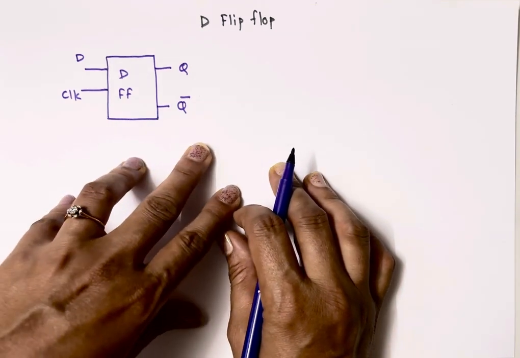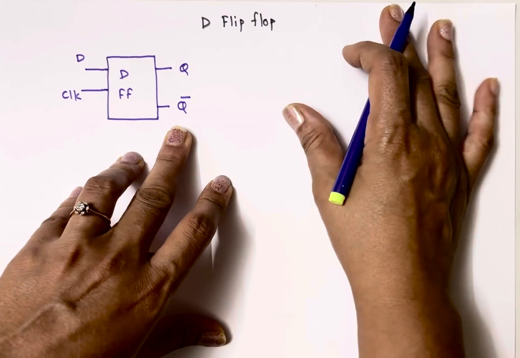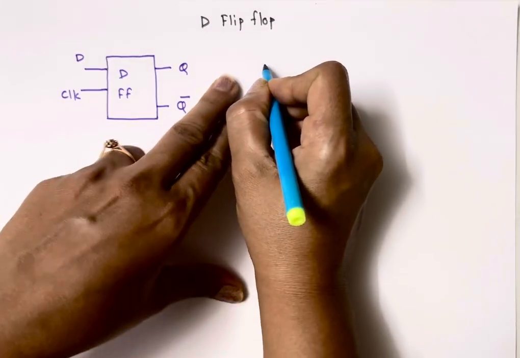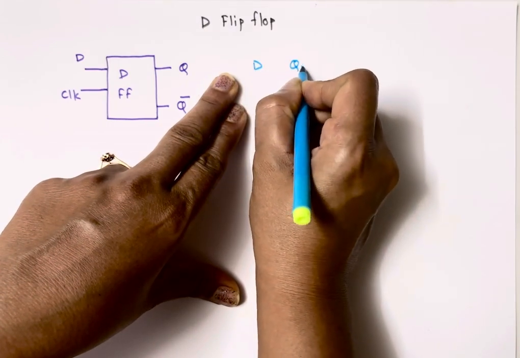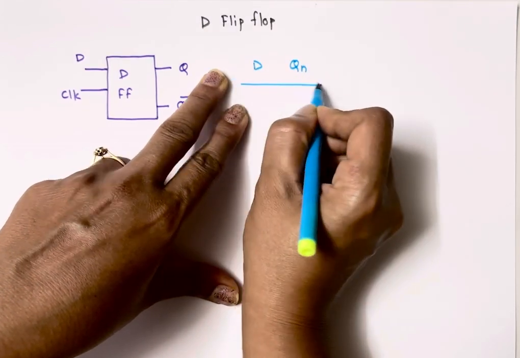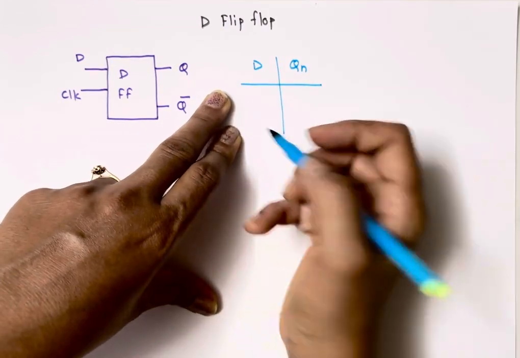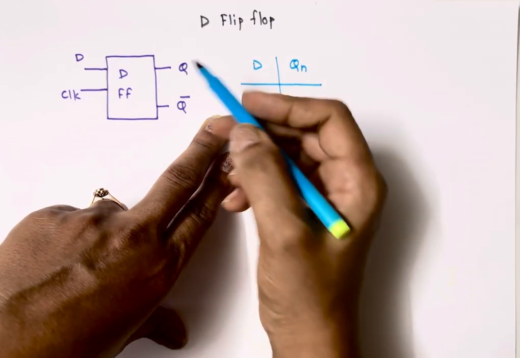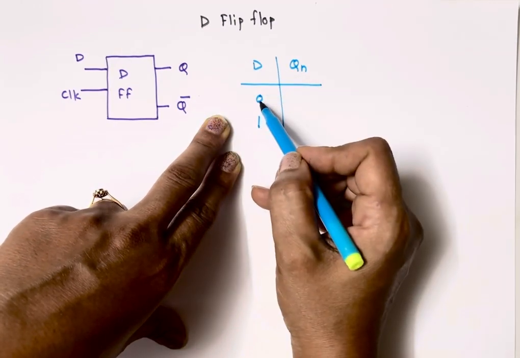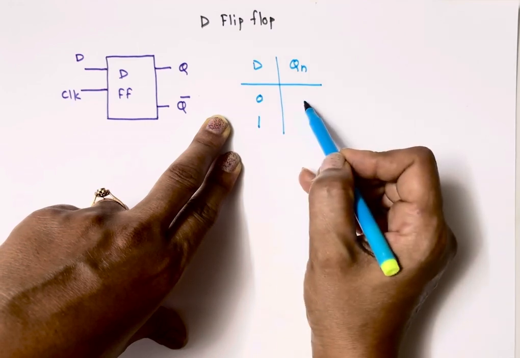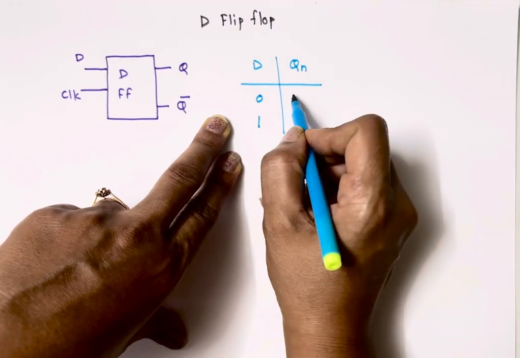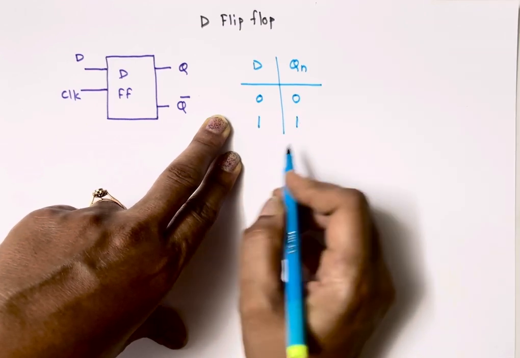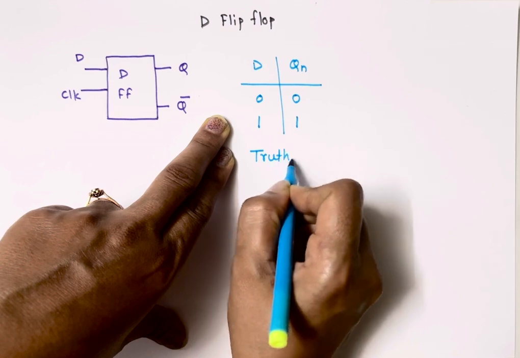Now let's write the truth table of this D flip-flop. It has only one input, so one input D and output is Qn. If the input is only 1 bit, it means there are only two conditions possible, 0 and 1. So in this transparent flip-flop, whichever data is present at the input side comes at the output side. So if data input is 0, output is 0. If data input is 1, then output is 1. So this is the truth table.